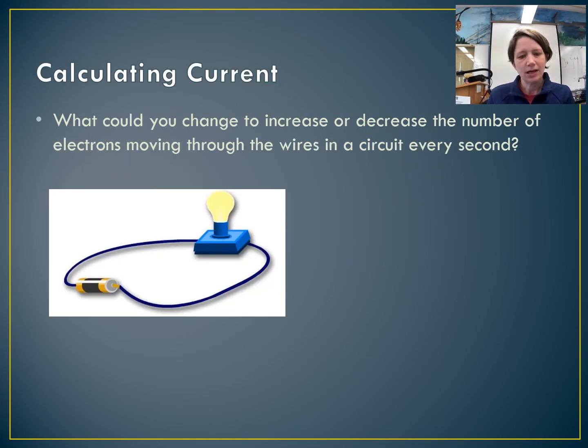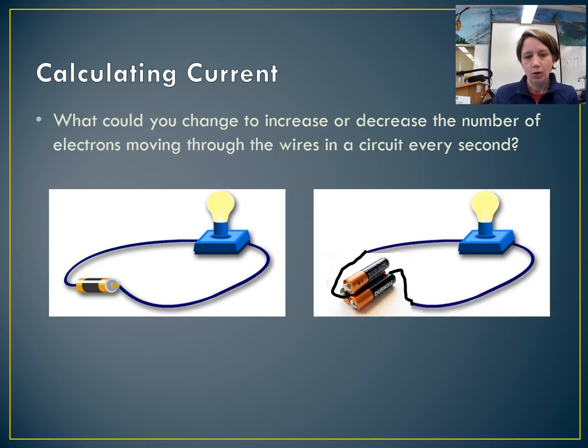Let's start by thinking about how you would change the current in a circuit and what relationships are going to be relevant when it comes to calculating current. So if you wanted to increase the amount of current, increase the number of electrons every second that were flowing in a current, what could you change? Well, the first thing you could do is put more batteries in there, right?